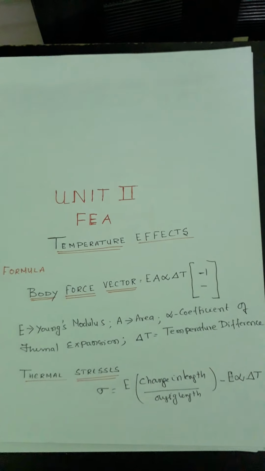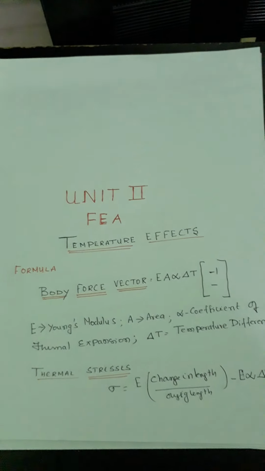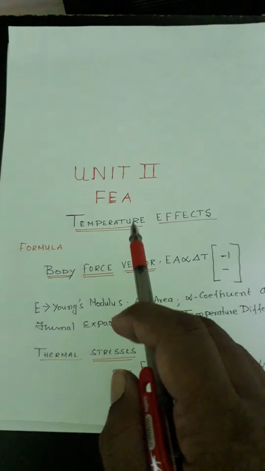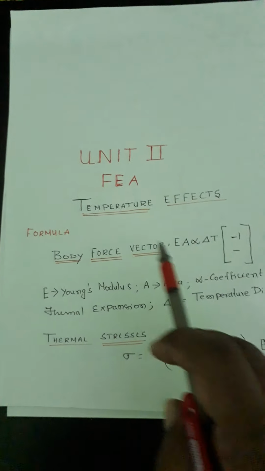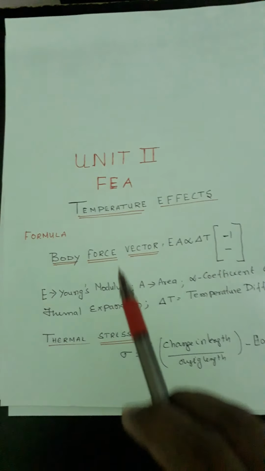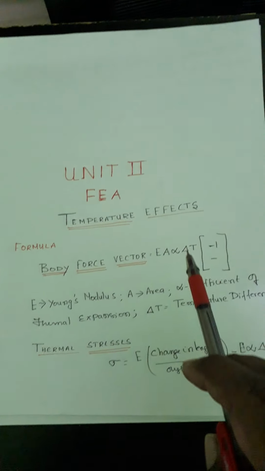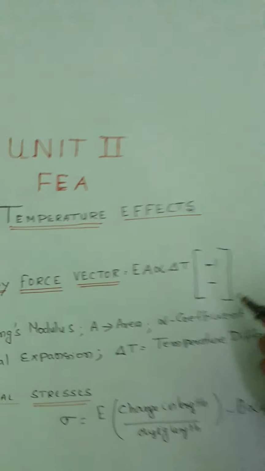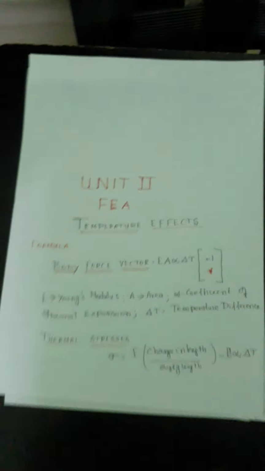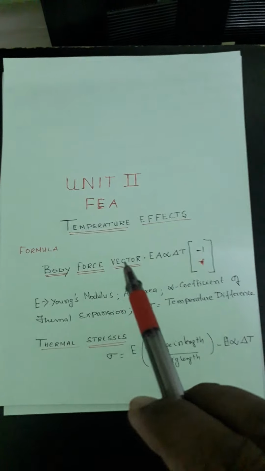Now we are going to see one more problem in unit 2, that is how the temperature affects the bar when it is heated. When it is heated, that is the formula I have given: body force vector, E A alpha delta T. E is the Young's modulus, A is the area, alpha is the coefficient of thermal expansion, delta T is the temperature difference, and minus 1, 1. This is the same thing, and we have to find thermal stresses, and that is the body force vector.